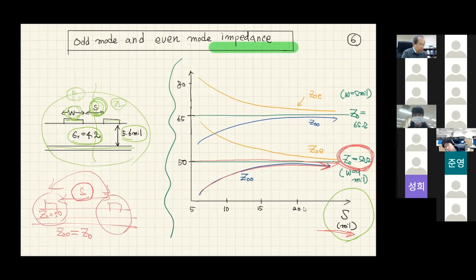However, if these two lines are very close to each other, the major factor controlling the odd mode impedance is the distance from this line to the virtual ground. It is really very close, so the odd mode impedance is more dominant. You remember that impedance is the square root of L divided by C. If the virtual ground plane is very close, C becomes higher. That's why odd mode impedance becomes smaller and smaller, like 30 ohm.